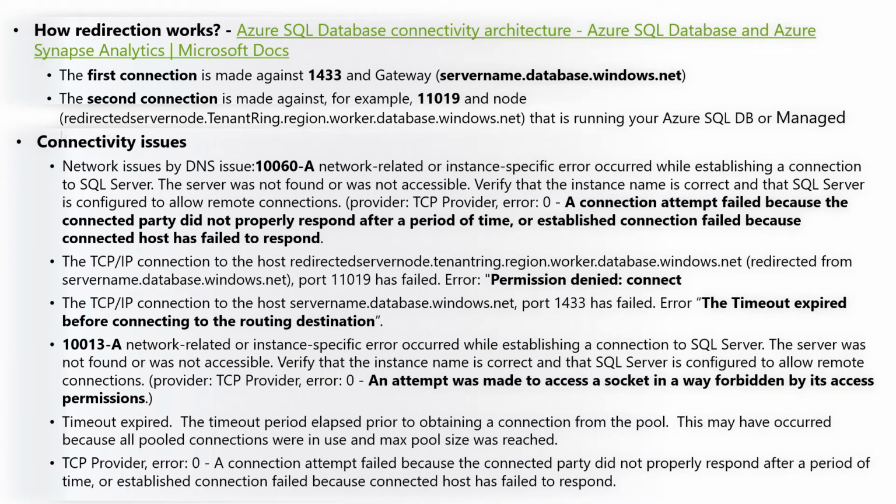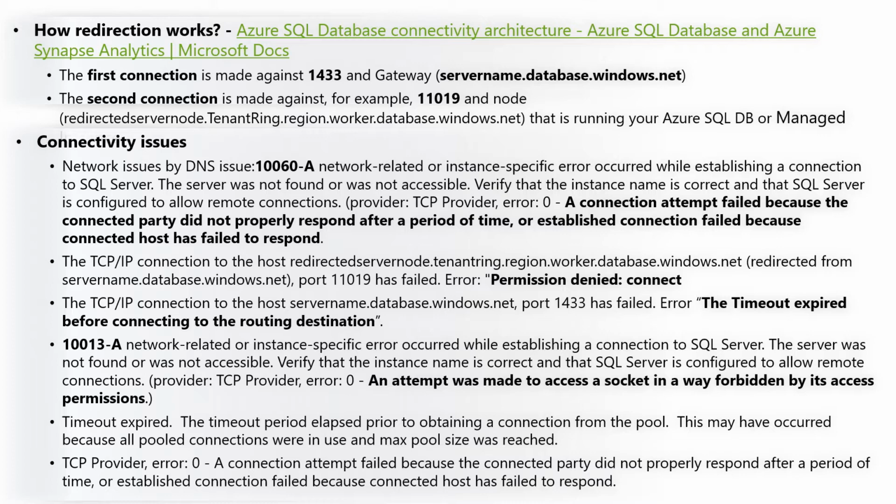Suppose that we have many issues with the DNS configuration, or the firewall is not configured correctly. As you can see in the URL that we are going to show you, when you are using the redirection connection policy, you need to allow outbound connections to a specific range of ports, from 11,000 to 12,000.